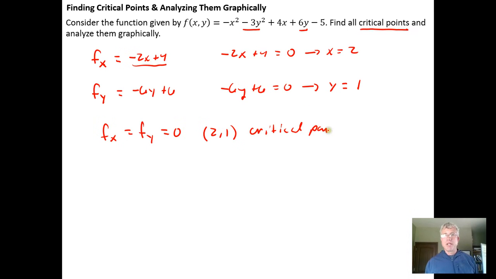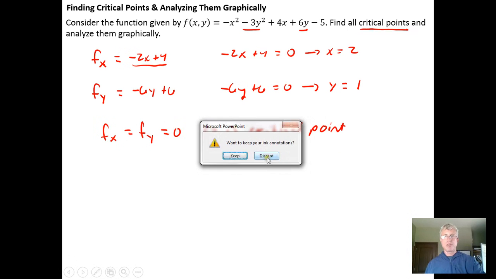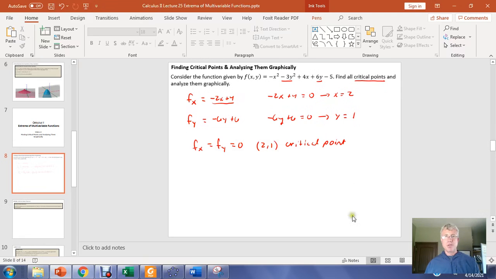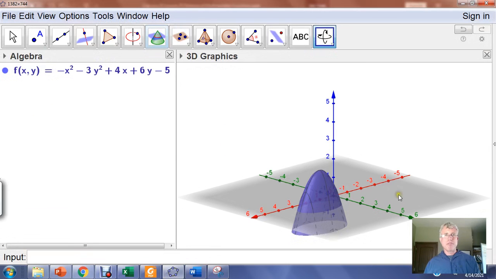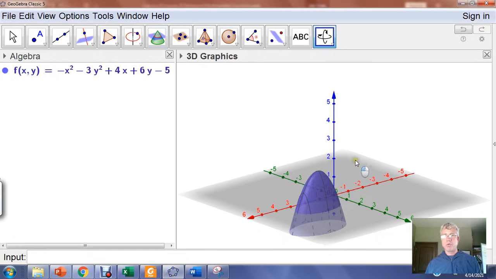And instead of doing an analytic approach to determining whether this is a relative max or min, we're just going to do a graphical approach. So we'll look at the graph of the function and analyze it graphically. I've pre-graphed the function, so the function f of x, y is sitting right here, and I can see that the critical point is going to correspond to a maximum in this case.